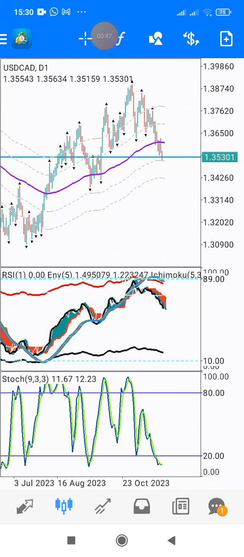Today we would like to talk about how to make better entries into the market.